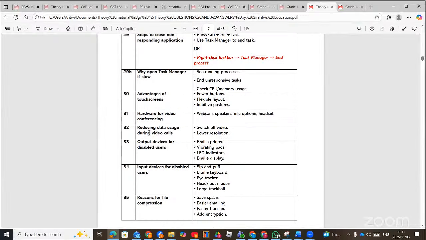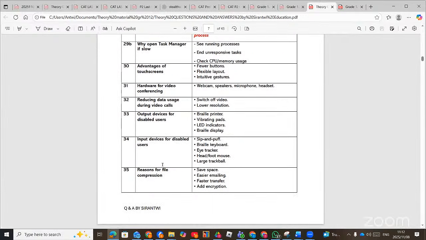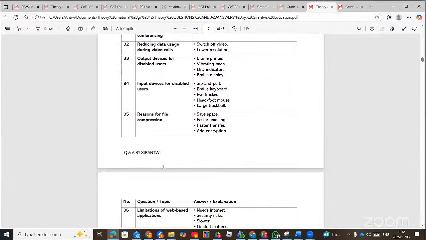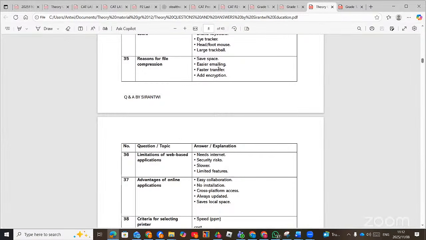How to reduce data usage during video calls: switch off videos and others. So there's no way that they're going to ask questions outside your scope. Reasons for reducing the files: to save space, for easier emails and others.